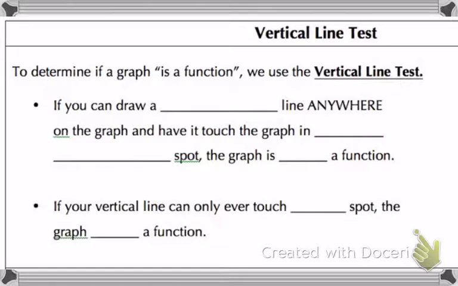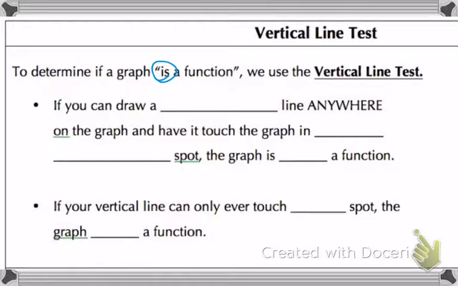Okay, so now going forward, let's fill this in. To determine if a graph is a function, "is" being the operative word, we will use the vertical line test. This is only if we have a graph. We're going to talk about some other representations that you'll see in some notes for tomorrow, but for today we're just looking at graphs.